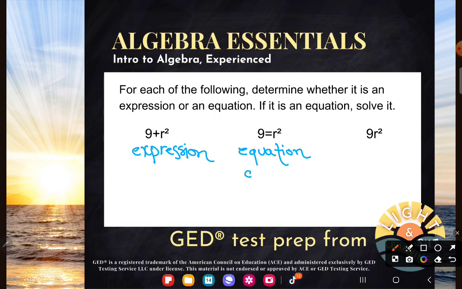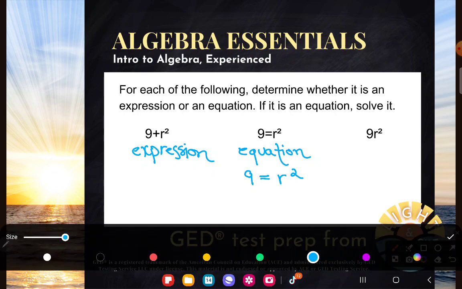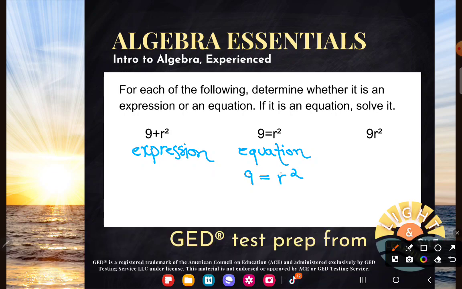So let's do that. 9 equals r squared. Not solved yet because r is not alone. There is something hanging out, not really a number in this case, an operation, a square. But we can get rid of a square by doing the opposite of square. The opposite of square is square root. I can do whatever I want as long as I do it to both sides of the equation.